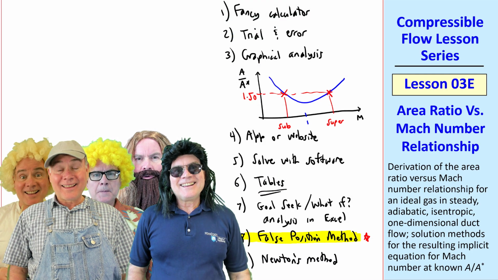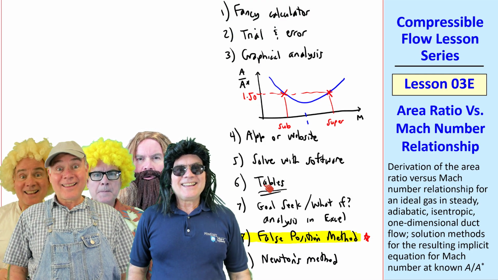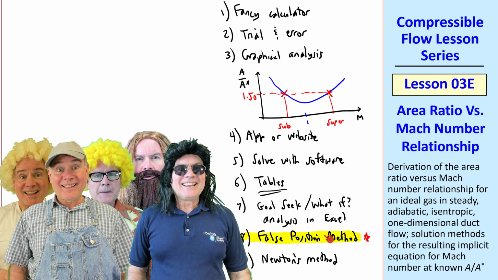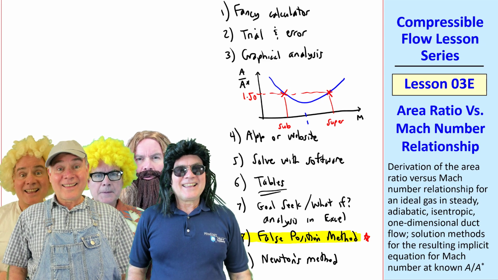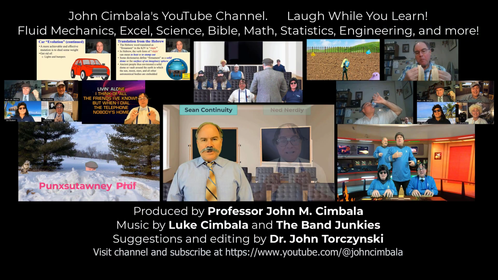As a final comment, you're welcome to try all of these or use any of these you want, but I've had the most success with the false position method, and I've used it over the years to solve many implicit equations.